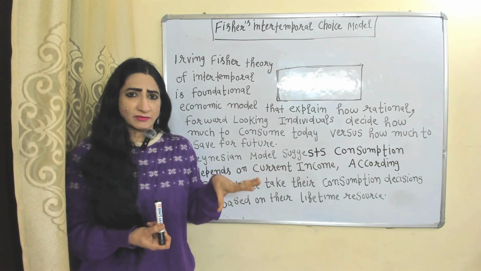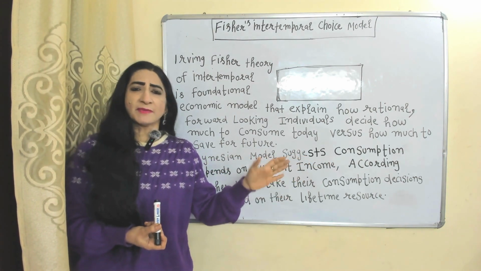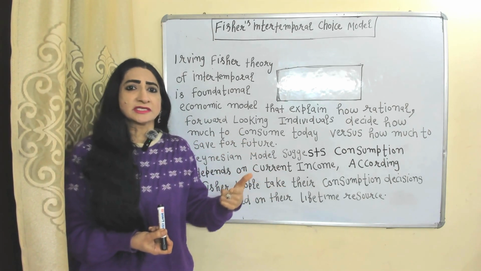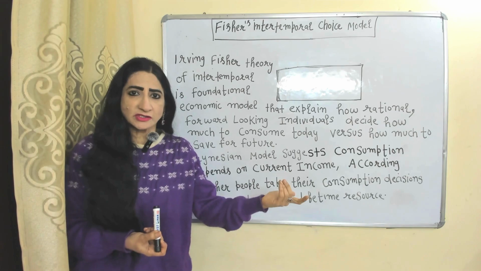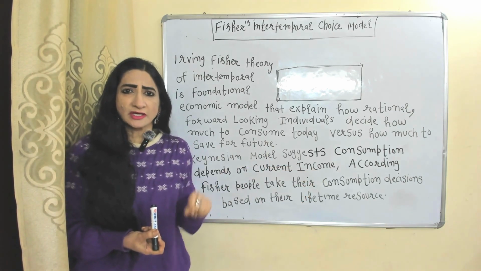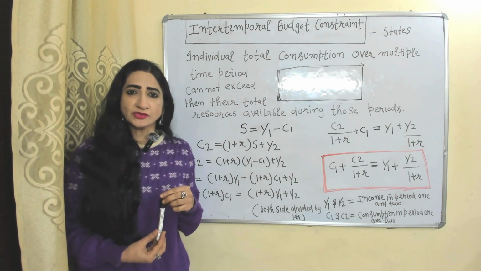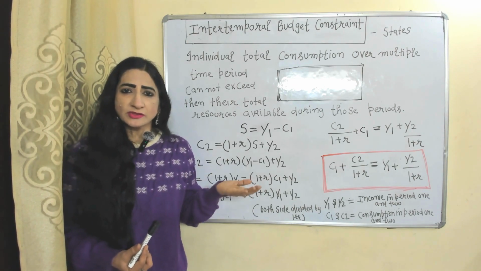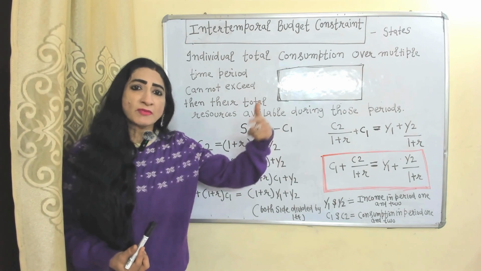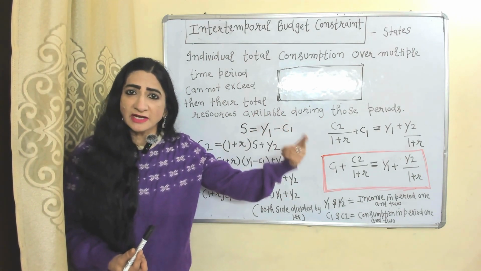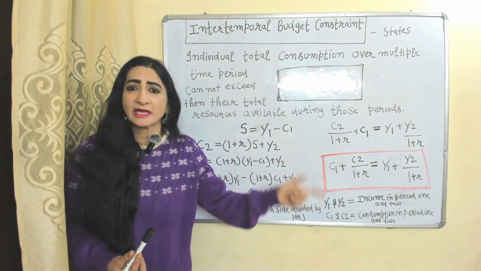According to the Keynesian model, consumption decisions depend on current income, but according to this model, consumption decisions depend on lifetime resources, not just on current income. This model talks about the intertemporal budget constraint. The intertemporal budget constraint states that consumption of multiple time periods should not exceed the resources available for multiple time periods.